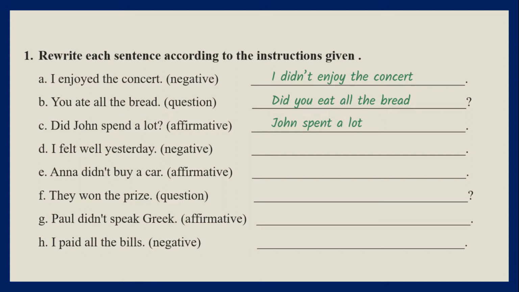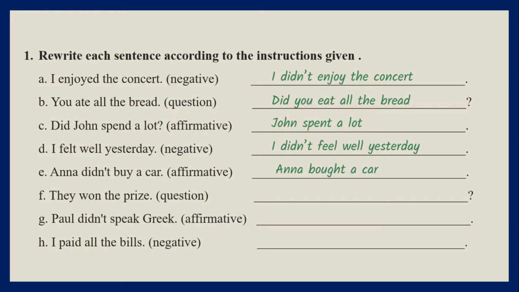D. I felt well yesterday. Again, negative. I didn't feel, because when we use the auxiliary verb didn't, we need to change the main verb into the base form. I didn't feel well yesterday. E. Anna didn't buy a car. We write this in the affirmative form. Anna bought a car. Buy is another irregular verb.